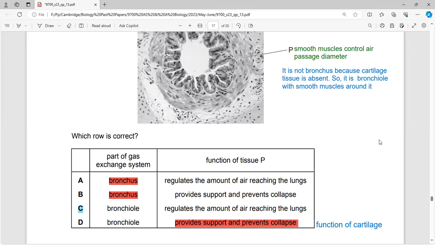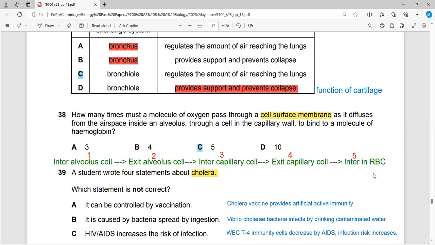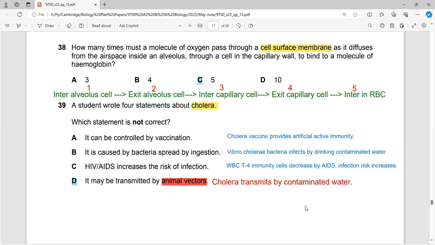What about the bronchiole? This smooth muscle provides protection and prevents collapsing. This is the function of the cartilage in the bronchus and trachea. So that's a wrong function of smooth muscles. So C is our correct option. We're going to proceed to question number 38.